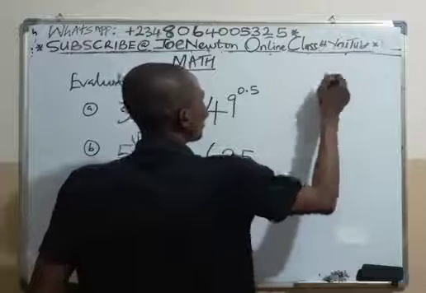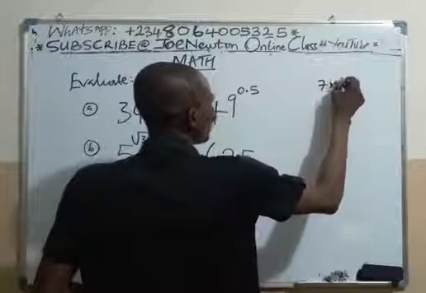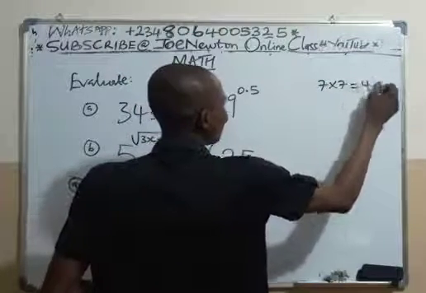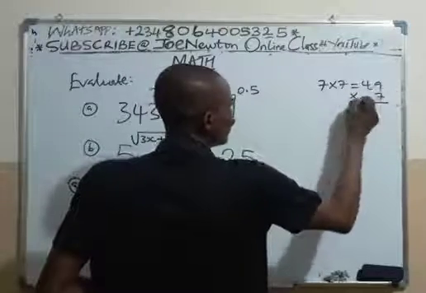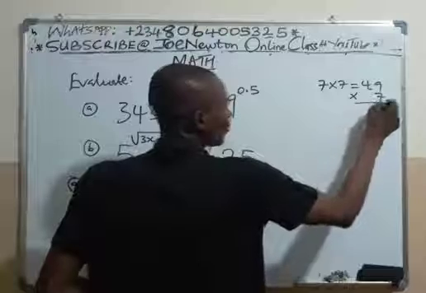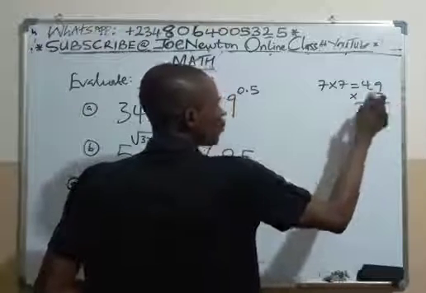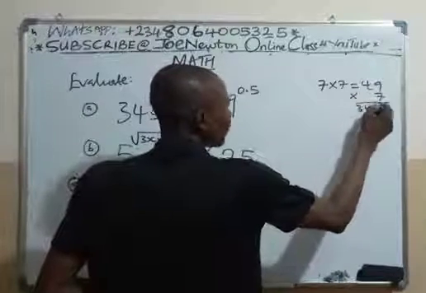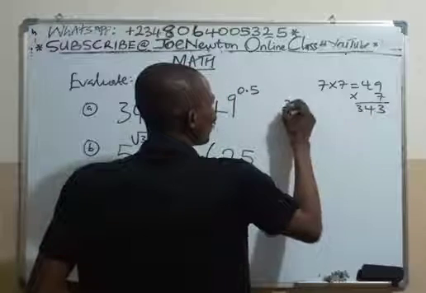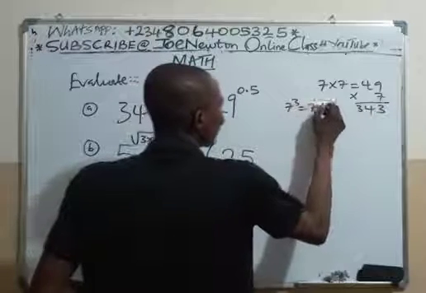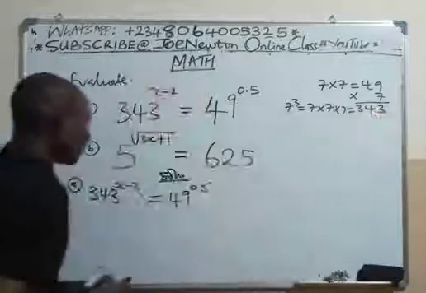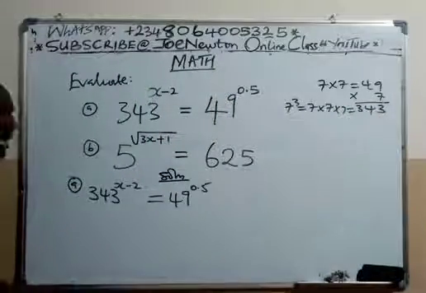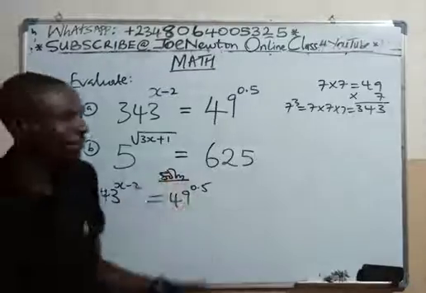Of course, 7 times 7 is 49. Then 49 times 7: 7 times 9 is 63, 3 carries 6. 7 times 4 is 28 plus 6, I have 34. So this shows me that 7 raised to the power 3, which is 7 times 7 times 7, is equal to 343. Good.